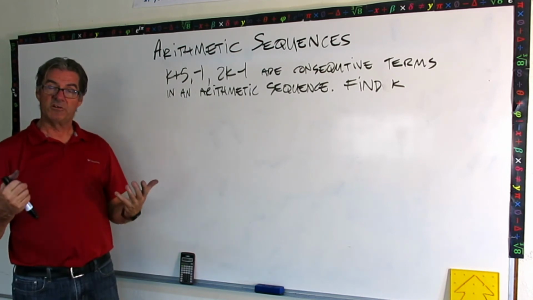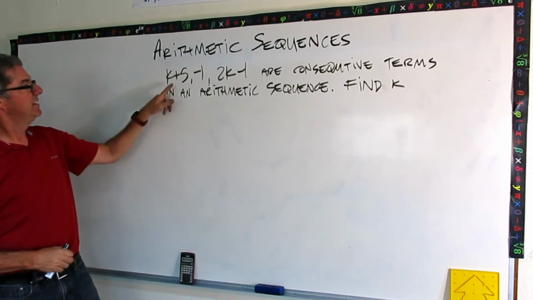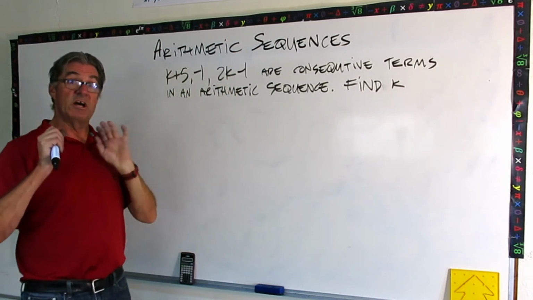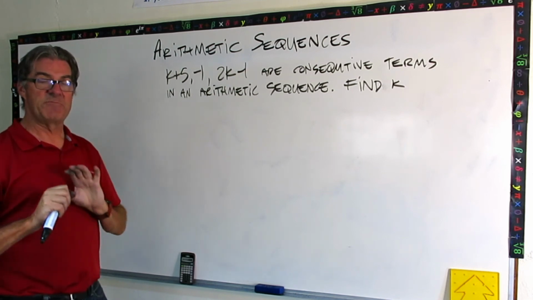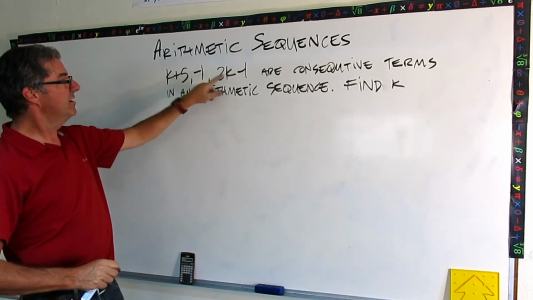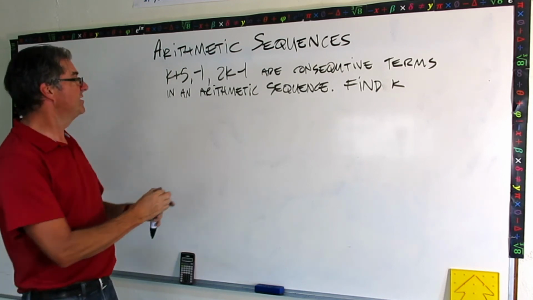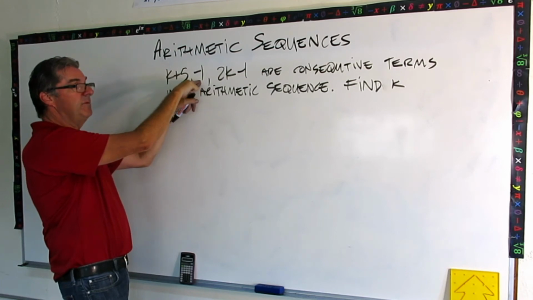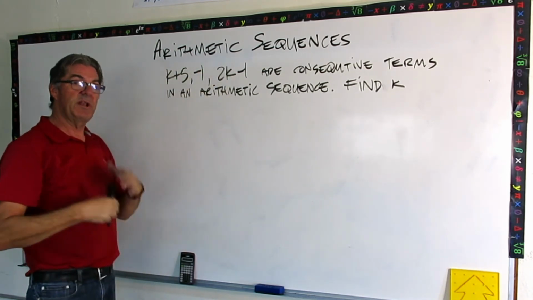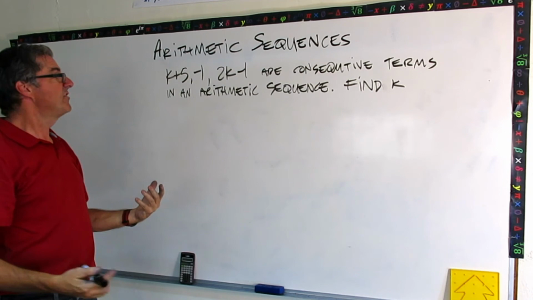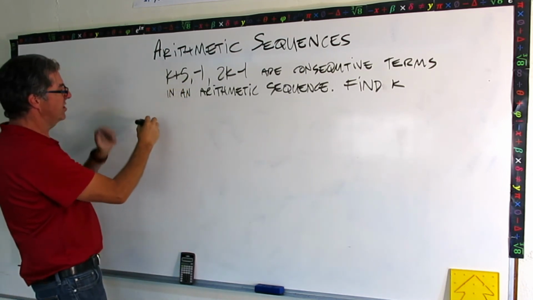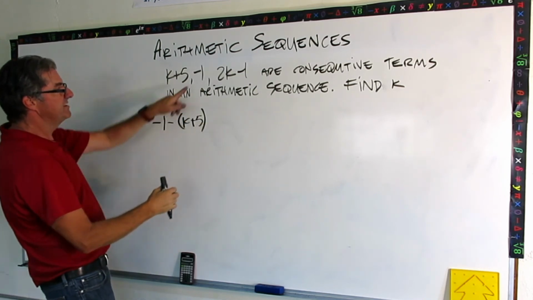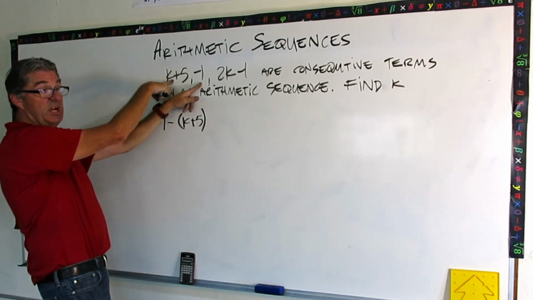Okay, here's a wrinkle on a sequence problem. k plus 5, negative 1, and 2k minus 1 are all consecutive terms in an arithmetic sequence. So they're in order and there's no skipping terms. So we know that this one plus the common difference makes this one, and then this one plus the common difference makes that one. So we're going to exploit this idea. The common difference is going to be this term, negative 1, minus k plus 5. Remember this, the second term minus the first term is the common difference.